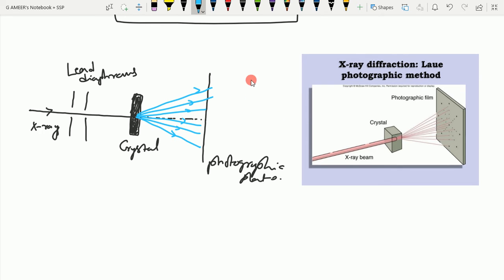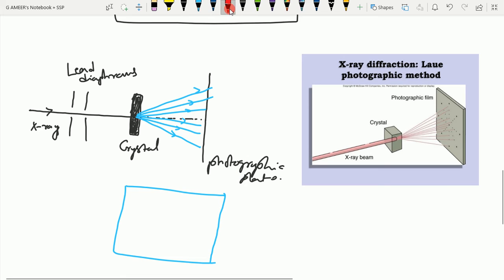If you see, the photographic plate will look like this, in the cone form. This is the central spot. Then there are spots which are the bright constructive interference of the rays at some angle theta.